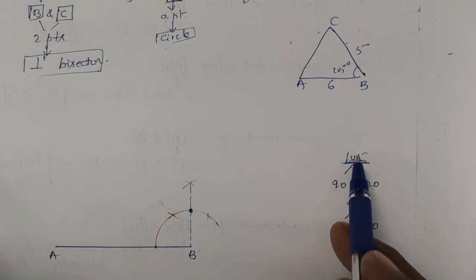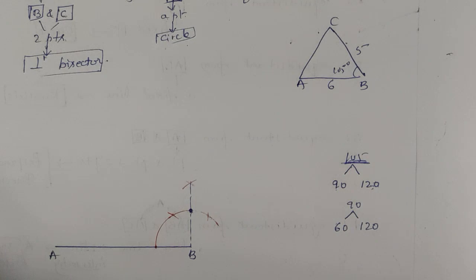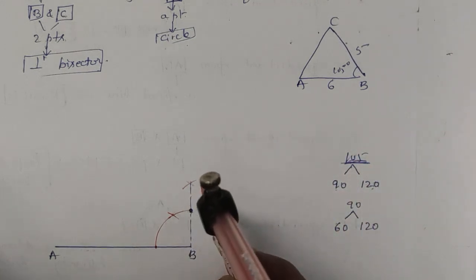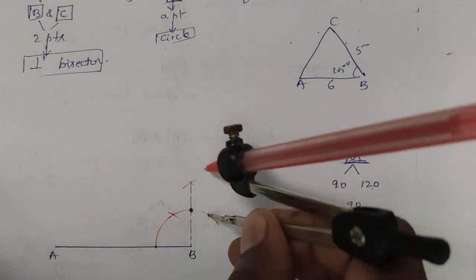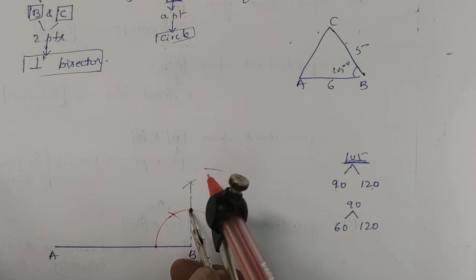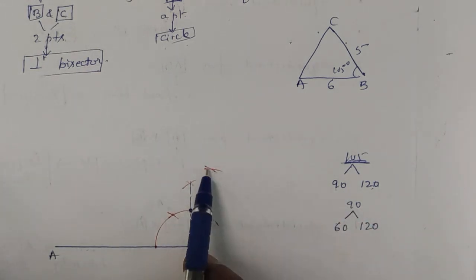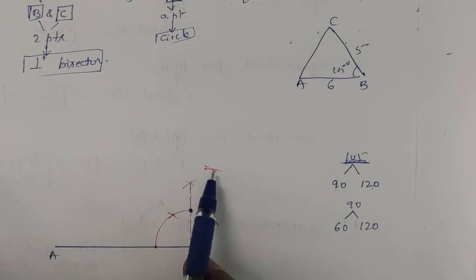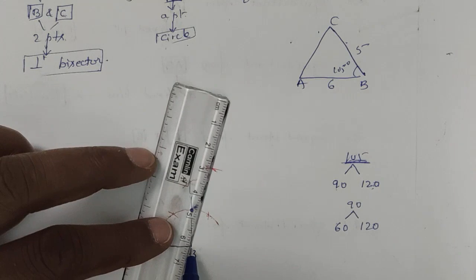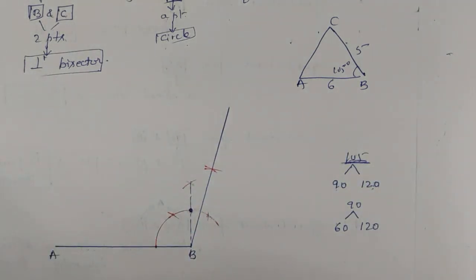Now we go to 105 degrees. How to get 105 degrees? 105 lies between 90 and 120. So to get 105 degrees, we keep the compass at both 90 and 120 degrees. From the 120 degree arc cut one arc, and from the 90 degree arc cut one more arc. When we take these two arcs from 90 and 120 degrees, we get 105 degrees. So we join with a dark line, because 105 degrees is required.